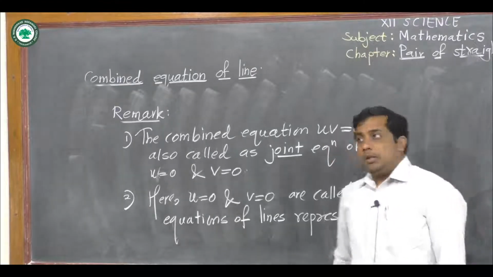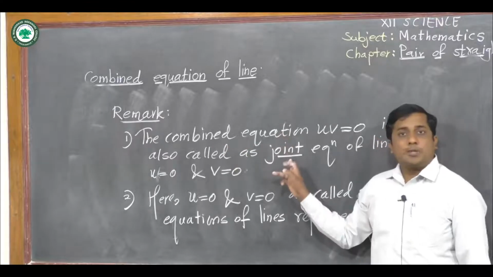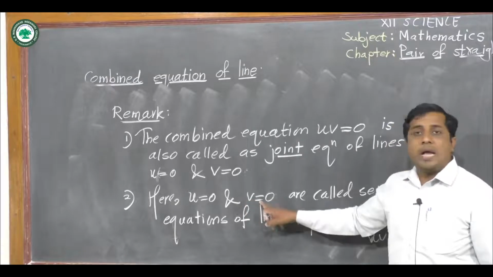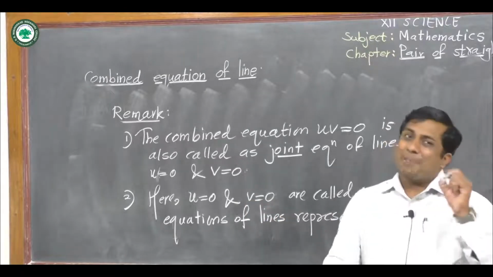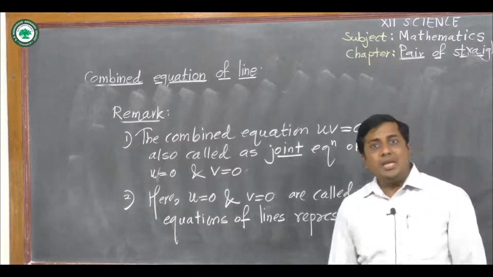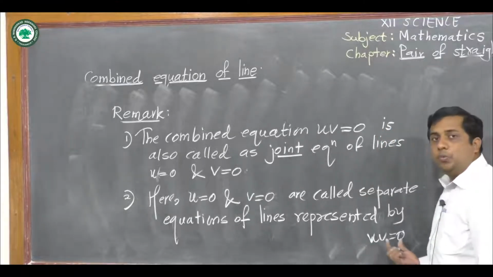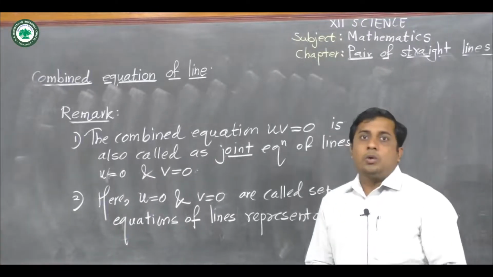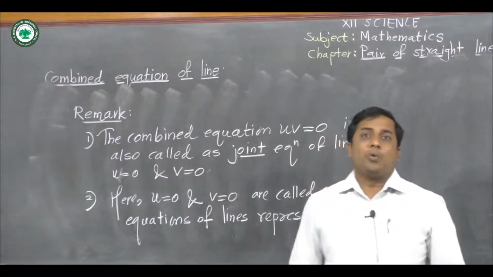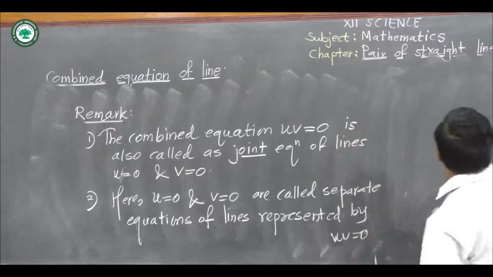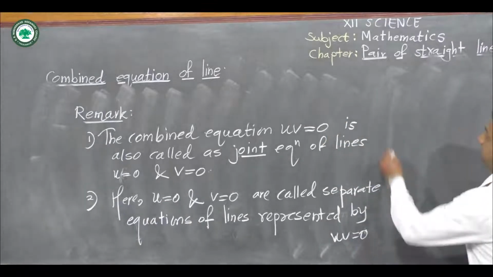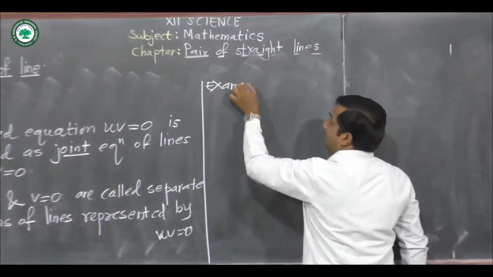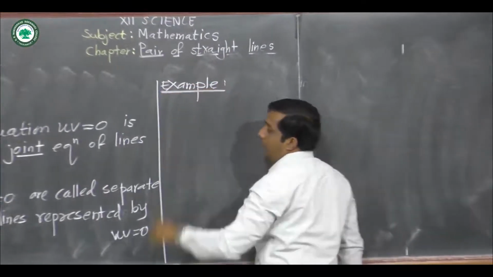I repeat again, here the combined equation is also called the joint equation, and here u is equal to 0 and v is equal to 0 are called the separate equations of the lines represented by u into v is equal to 0. So in today's lecture, we go with some examples related to this combined equation. Let's go with the first one.